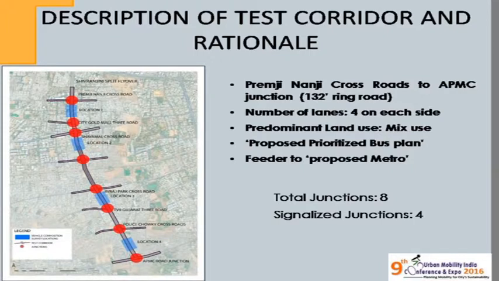So total junctions are 8 and signalized ones are 4. That is the first one, Premchand Nagar Crossroads. Then we have Shyamal, Jivraj Park, and APMC road junction.